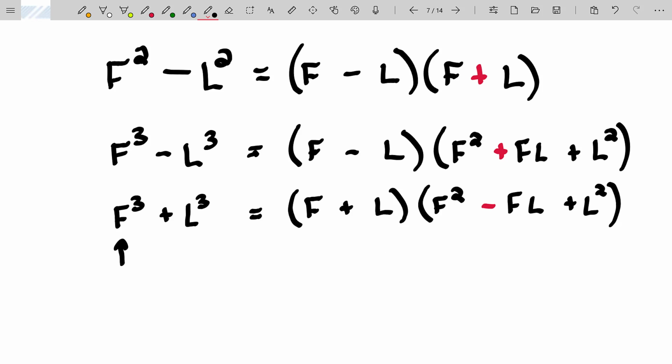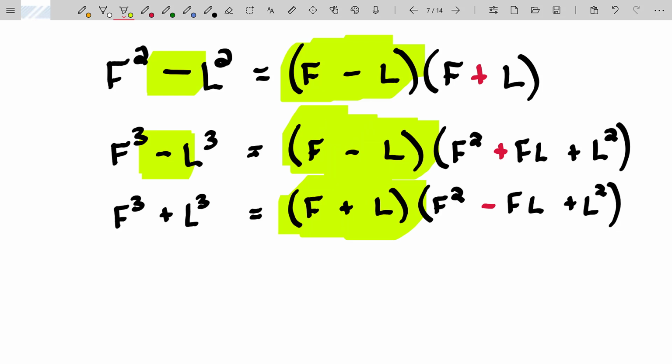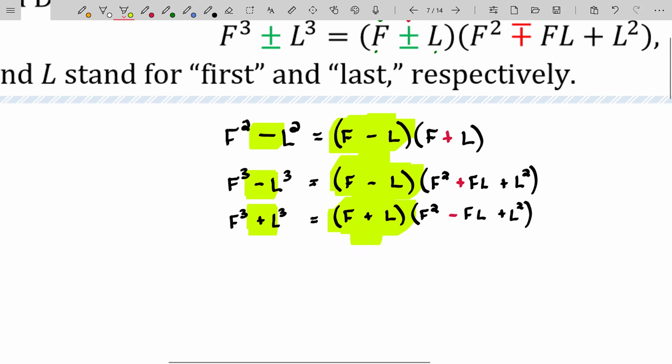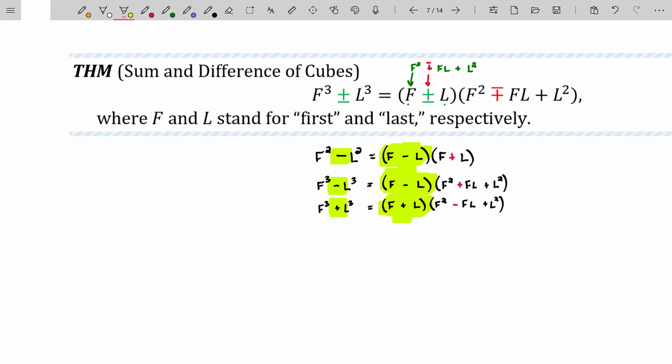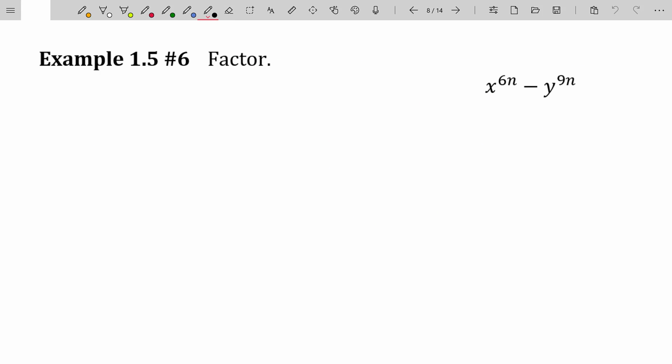The structure of it is very, very similar to the structure of the difference of squares. You can see that in all three cases, they do match up very nicely. If there's a minus, it's a minus. If there's a plus, it's a plus. Okay. All right. So those are the sum and difference formulas for the cubes. Let's go ahead and use them.